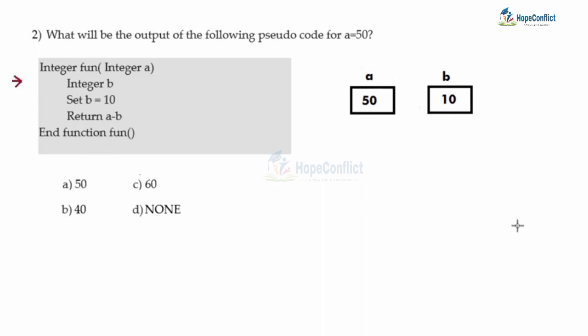Now inside this function there is also a variable called b. So I have created a variable b here, and as you can see in the third line there is a statement set b equals to 10. Because of this the value of b will become 10. Then after this there is a statement return a minus b. In this statement first of all a minus b will be executed, and when we put the value of a equals to 50 and b equals to 10, it will become 50 minus 10, and 50 minus 10 will be 40. So 40 will be returned from this function. So the output of this pseudocode is 40.